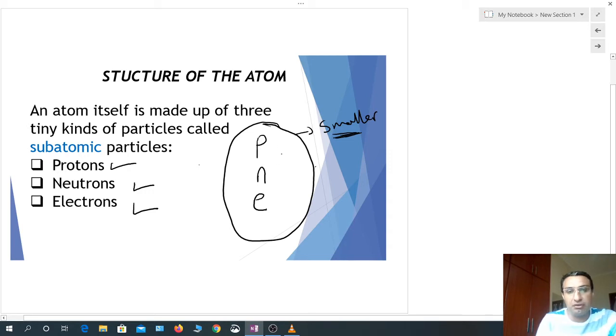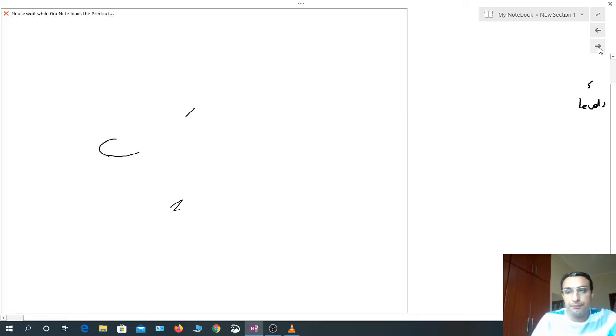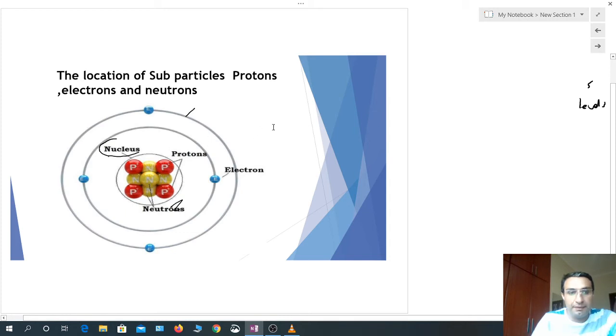So we are going to analyze. Before going to analyze, I would like to also tell you the location of these particles, okay, how they exist in an atom. Here you can see in this shape, these are the locations, okay. So I can say in the center of every atom there is a dense area. This dense area is called the nucleus, okay. Protons and neutrons are available in this area, the seat of an atom.